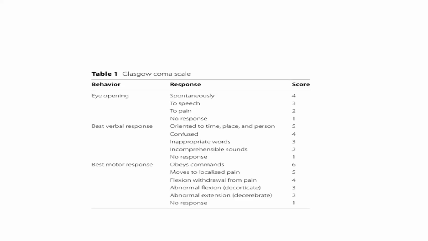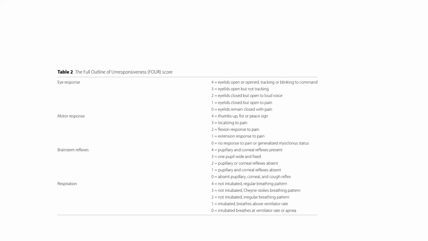And verbal response is scored as follows: if the patient is oriented to time, place, and person, then 5. If confused, 4. Inappropriate words, 3. Incomprehensible sounds, 2. No response, 1. Then the best motor response: if the patient obeys commands, 6; moves to localized pain, 5; flexion withdrawal from pain, 4; abnormal flexion, 3; abnormal extension, 2; no response, 1.